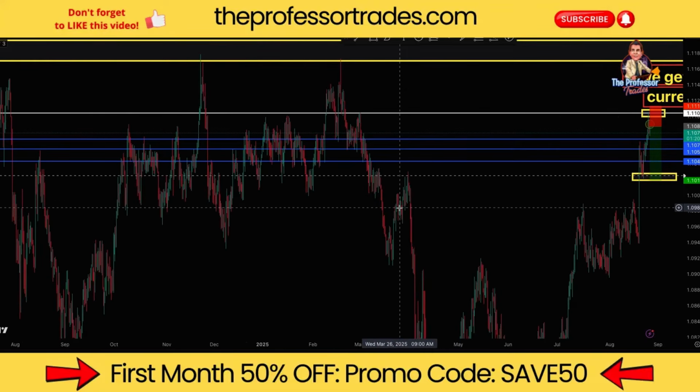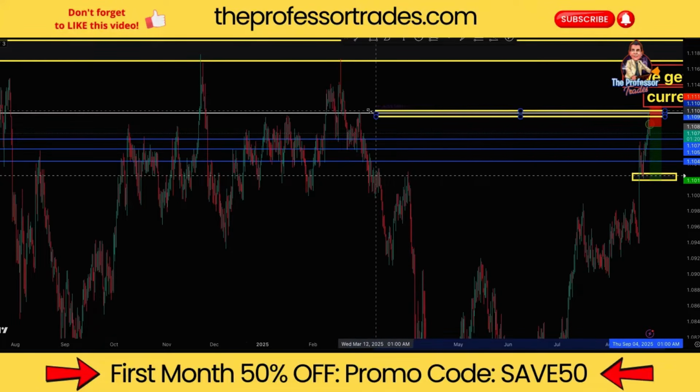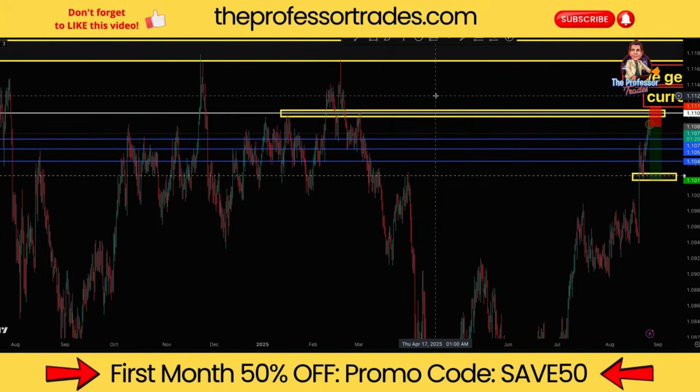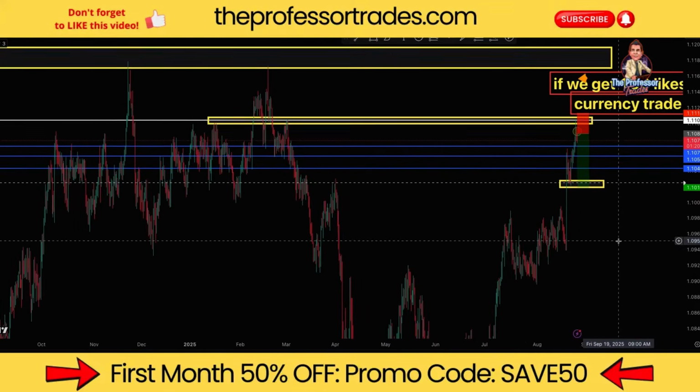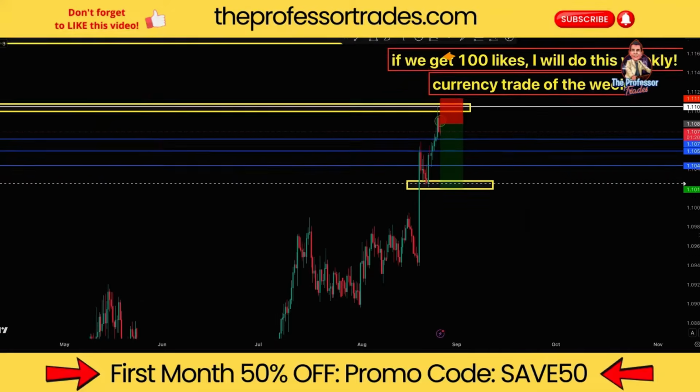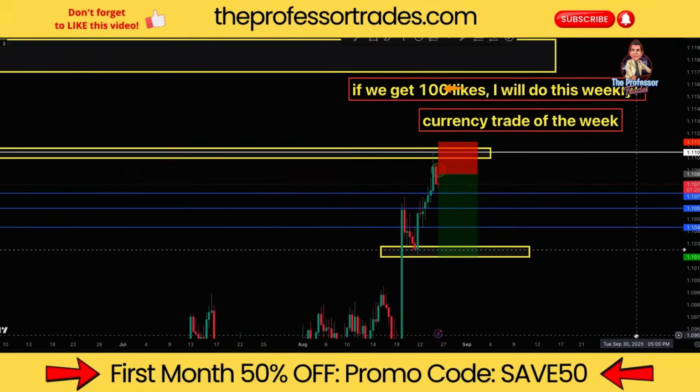And if you look over to the left, we came right back up to this well-known area of structure. We've only been above that level twice in the history of this pair here. So we are looking to take a scalp position down.